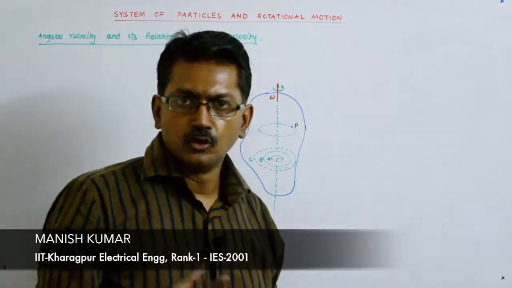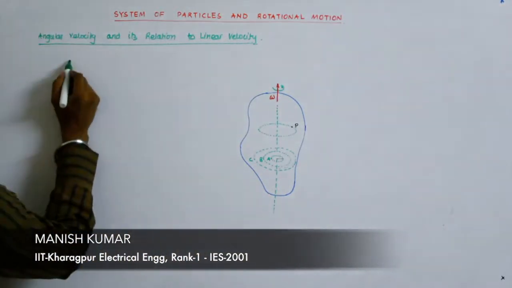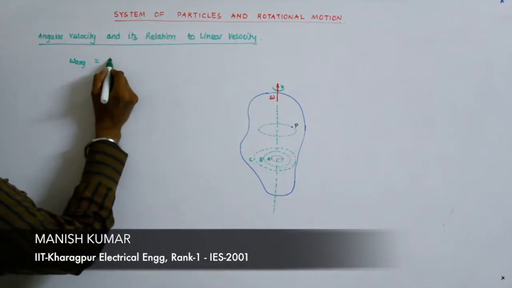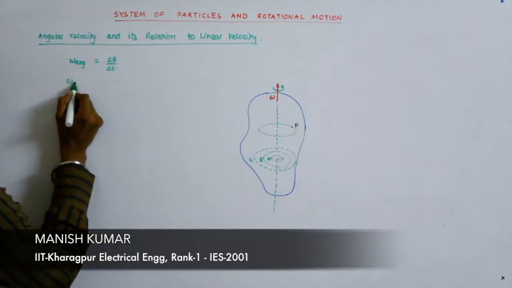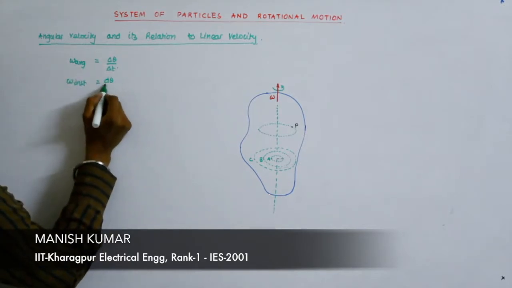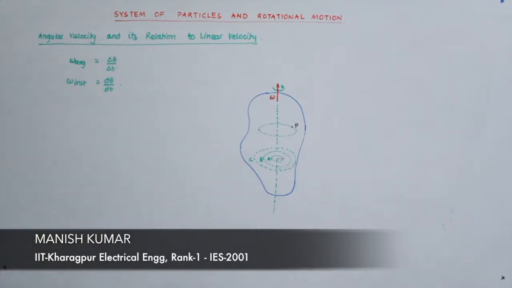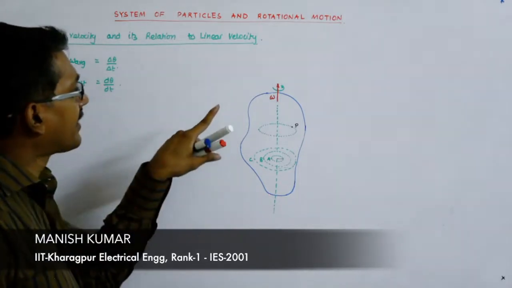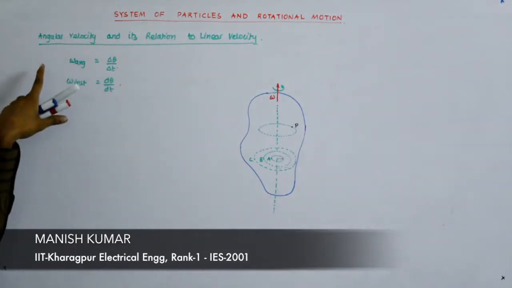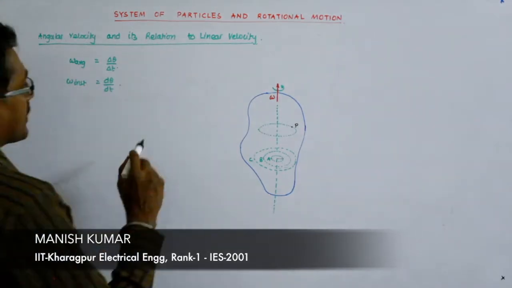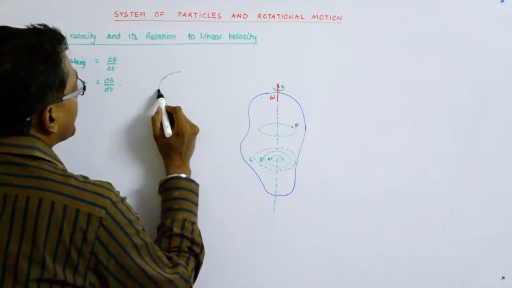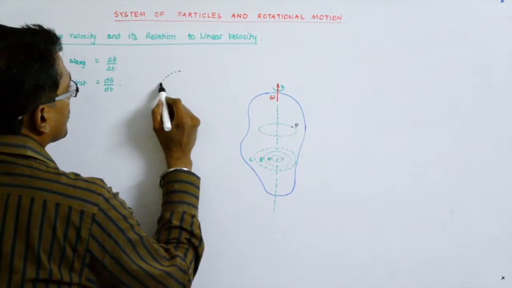We are with a tool, and that tool is our angular velocity, and we just saw that omega average is delta theta upon delta t, while omega instantaneous is d theta by dt. Okay, now how do I relate my linear velocity with the angular velocity? Again I draw that circle looking from the top, because it's easier for us to be working with a circle.